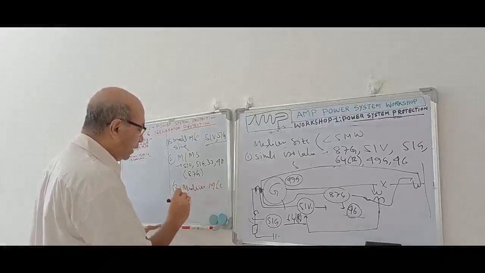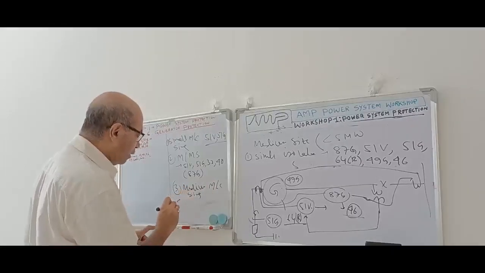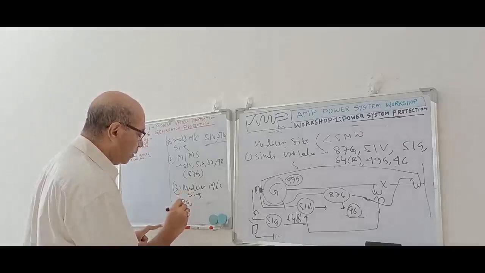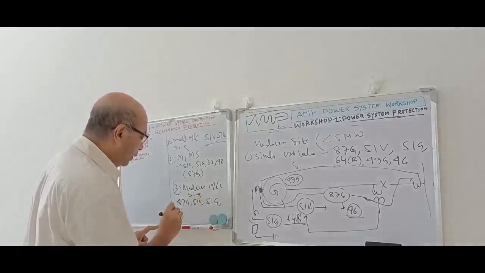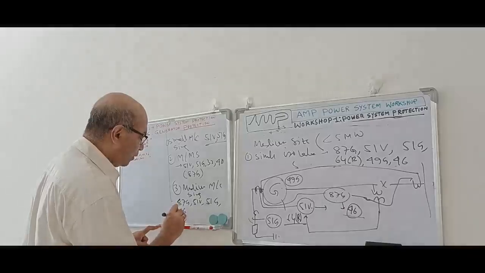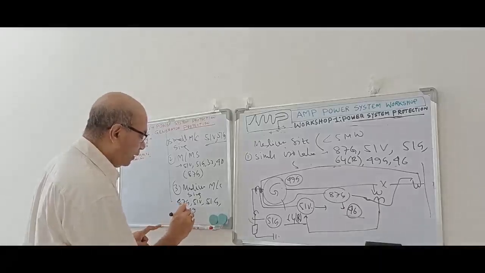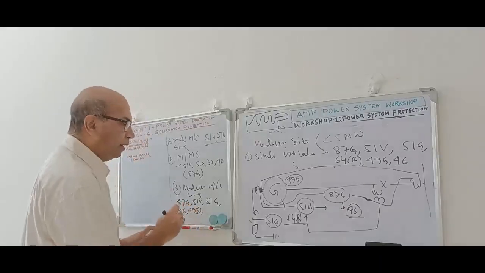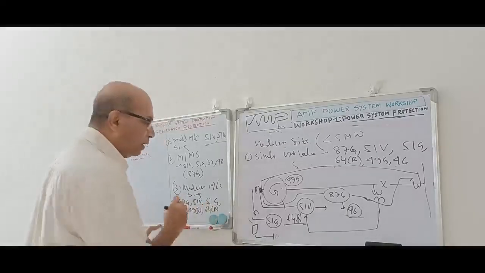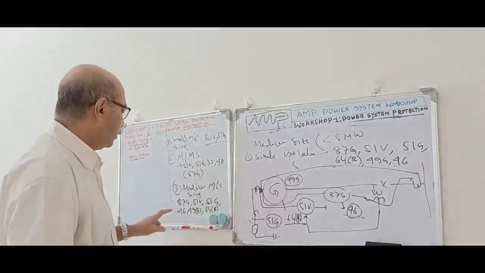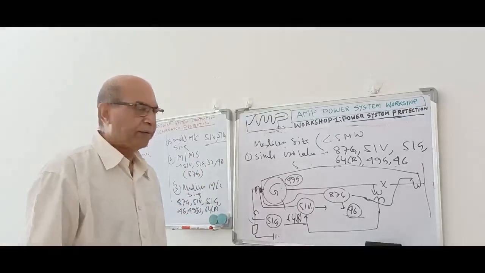Medium size machine, single. In that case, we will provide 87G, 51V, 51G, then we will put 46, 49G, and we may include 64 rotor arc fault. These are the protections we will provide for this mid-size machine.